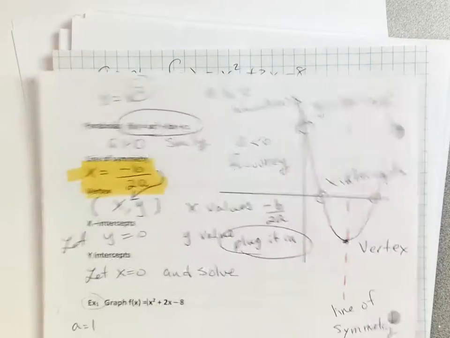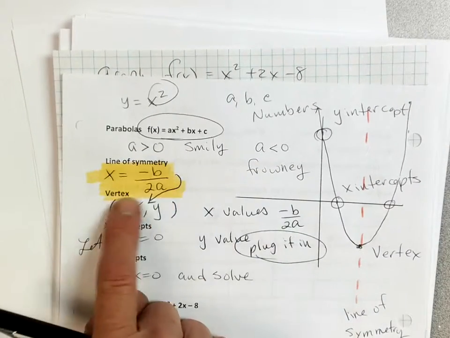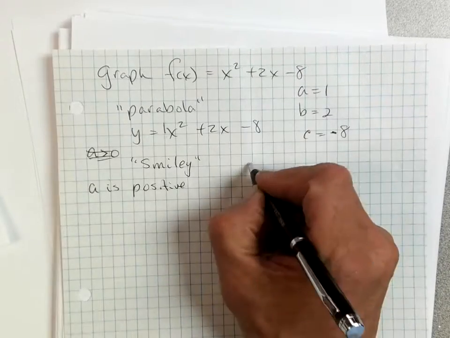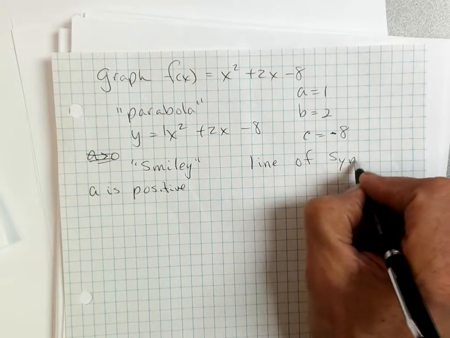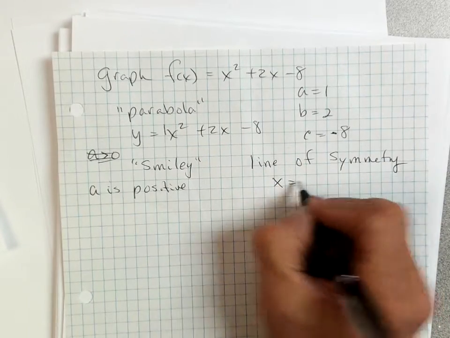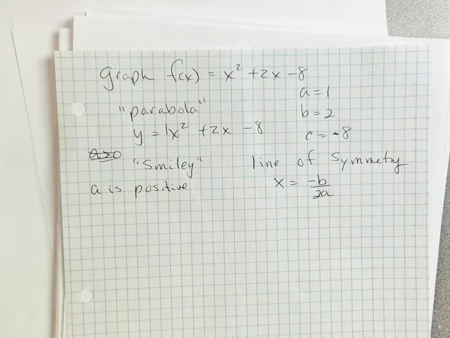So in our notes, we talked about whether it's smiley or frowny. We know it's a smiley face. So then the next thing we want is the line of symmetry. So the line of symmetry is x equals... we want to use x equals negative b over 2a, okay? We want to use that, all right?